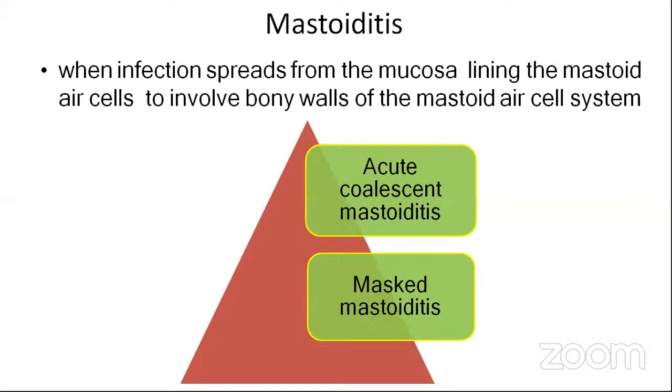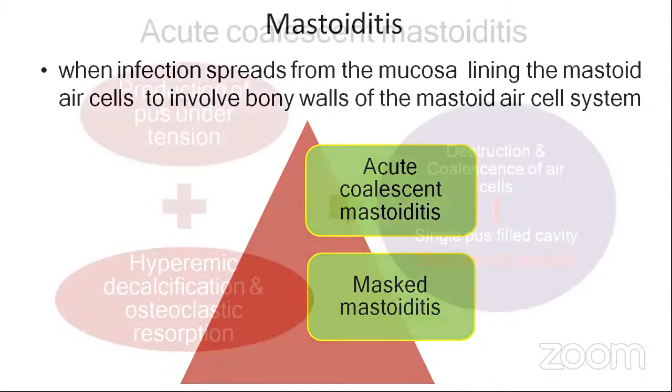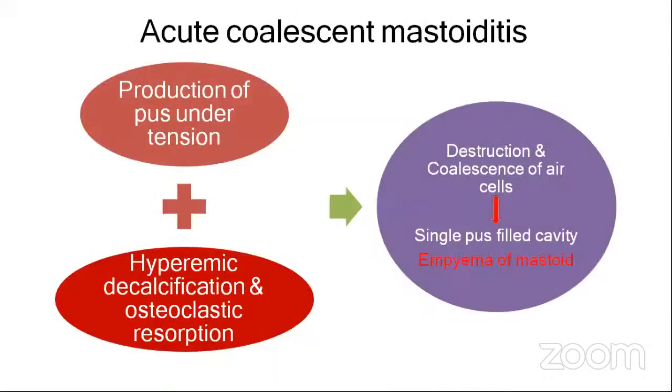It can be acute coalescent mastoiditis as well as masked mastoiditis. Now, acute coalescent mastoiditis happens when there is production of pus under tension inside the mastoid antrum. There is so much pus, and that will undergo hyperemic decalcification and osteoclastic resorption. That is by the action of osteoclasts producing a lot of enzymes like acid phosphatases, collagenases, etc. And that will cause destruction and coalescence of the air cells within the mastoid antrum. So that will become a single pus-filled cavity, producing the empyema of the mastoid. So this is the pathophysiology of coalescent mastoiditis.